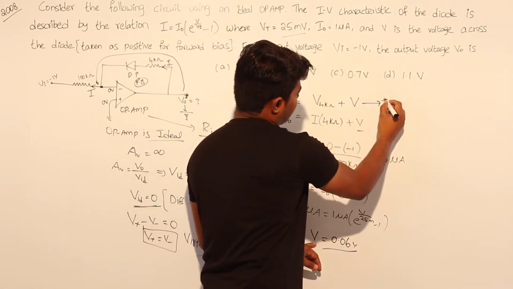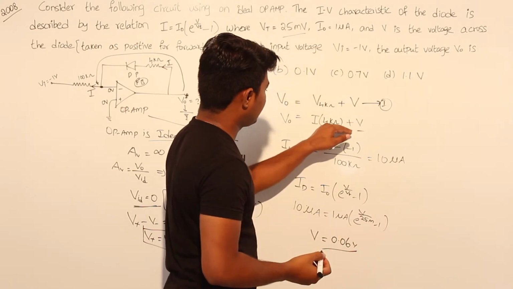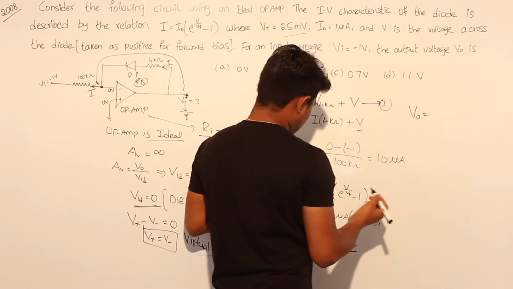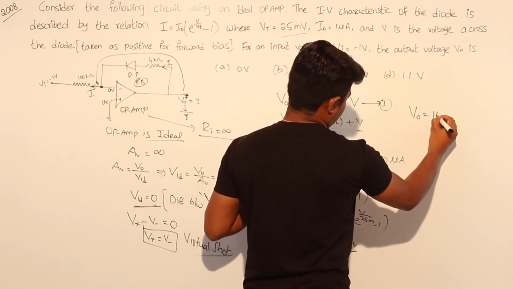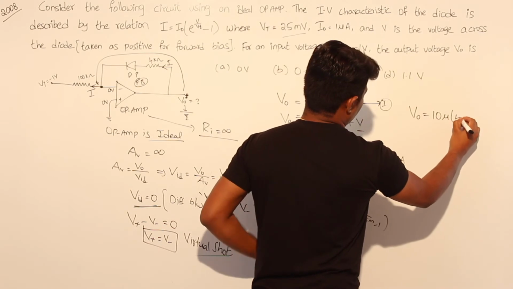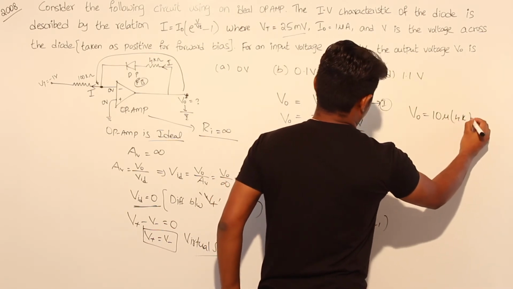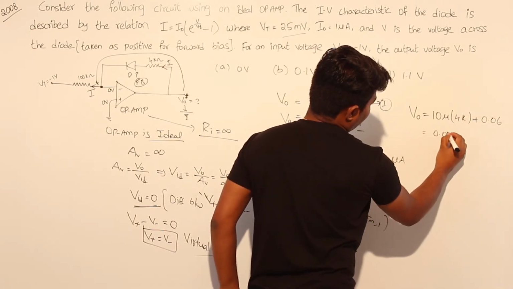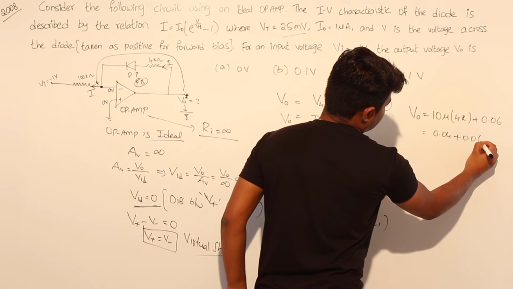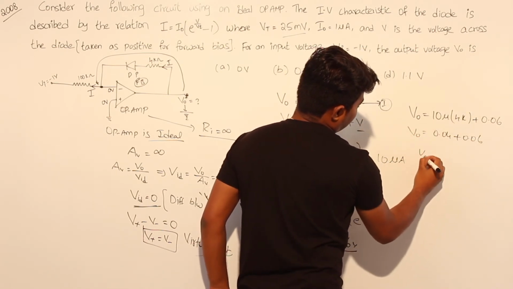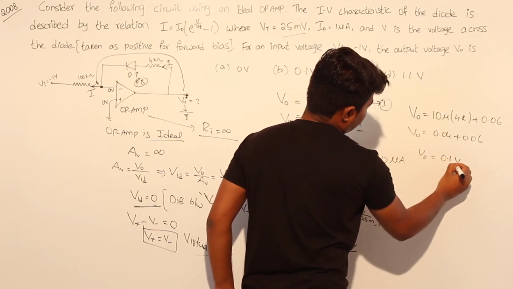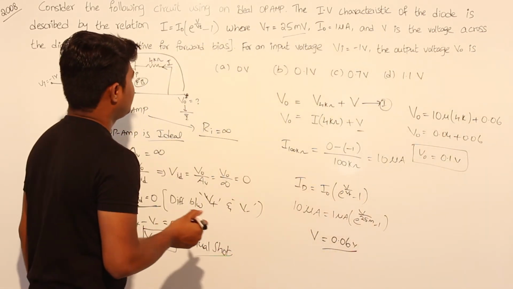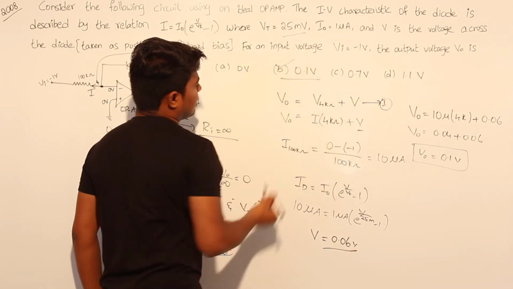Substitute this value in the equation, and we get V0 = I into 4 kilo ohm plus 0.06 volts, where I is 10 microamperes. This equals 0.04 plus 0.06, so V0 is 0.1 volt. This is how we can calculate the output voltage V0. If you observe the options, option B is the correct answer.